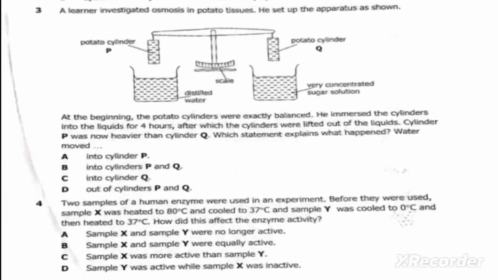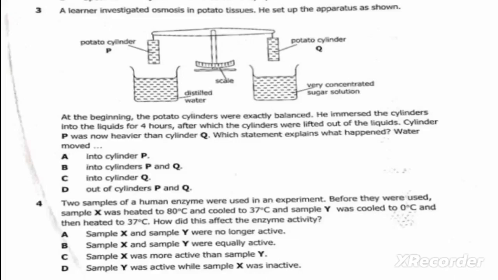We shift to the next question, which is question 4. The question reads, two samples of human enzymes were used in an experiment. Before they were used, sample X was heated to 80 degrees Celsius and cooled to 37 degrees Celsius. Sample Y was cooled to 0 degrees Celsius and then heated to 37 degrees Celsius. How did this affect the enzyme activity?